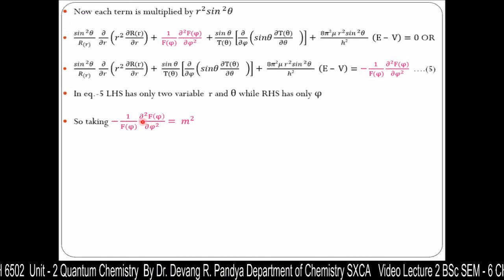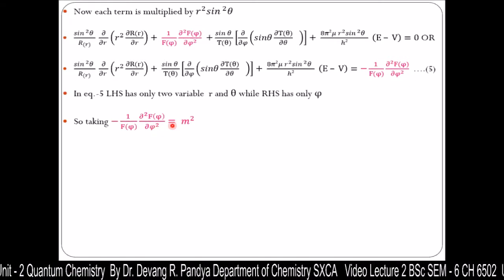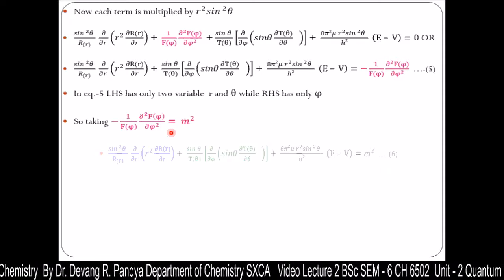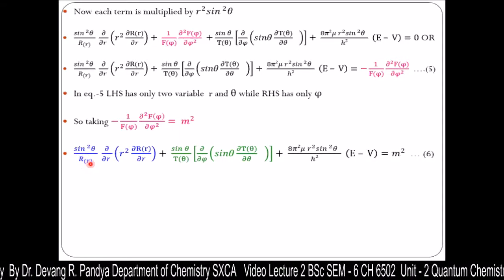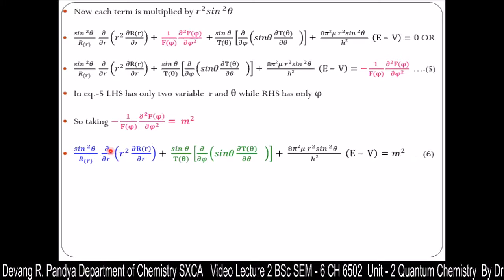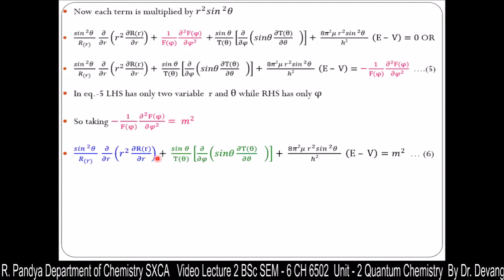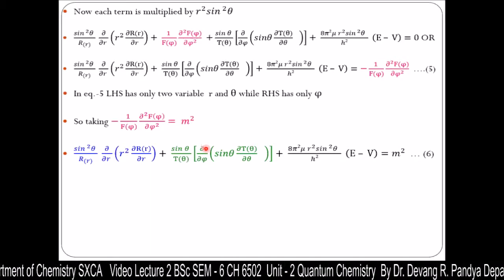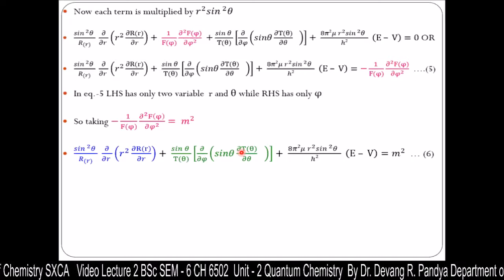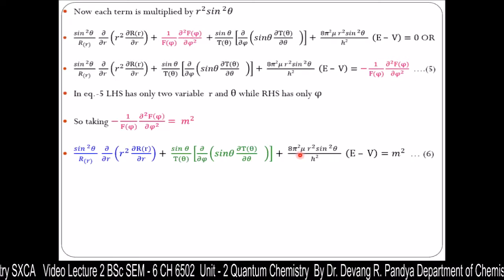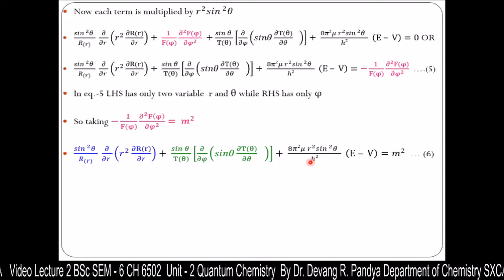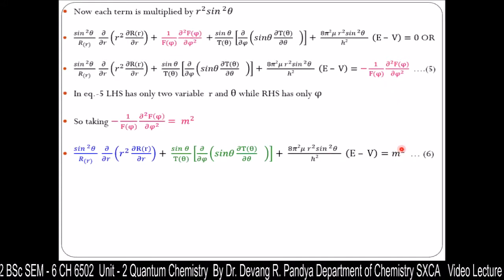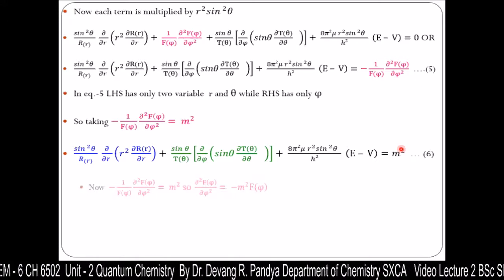So taking this minus 1 upon phi, d square phi by d phi square, as m square to abbreviate it. If this portion is symbolized by m square, then sin square theta upon r, that is the r variable, represented in blue color, d by dr r square d by dr, plus the theta-based equation represented in green color, sin theta upon theta, d by d theta sin theta d theta by d theta, plus 8 pi square mu r square sin square theta upon h square into E minus V is equal to m square. So instead of the phi-based equation, we have abbreviated and put the value m square. This is equation number 6.